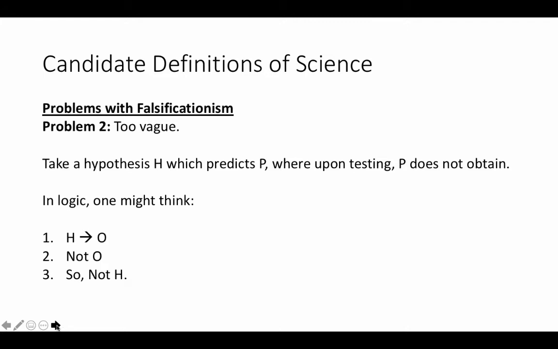So take a hypothesis H, which predicts P, some sort of observation. So you test the hypothesis, but you don't actually get the observation P. So here's the logical structure. You have the hypothesis, and you think that hypothesis will give you this observation. But when you test the hypothesis, you don't actually get this observation. So you would conclude that the hypothesis is false. I predict that water freezes at 32 degrees Fahrenheit. I put some water in the freezer. The water doesn't freeze. So I conclude that water does not freeze at 32 degrees Fahrenheit.